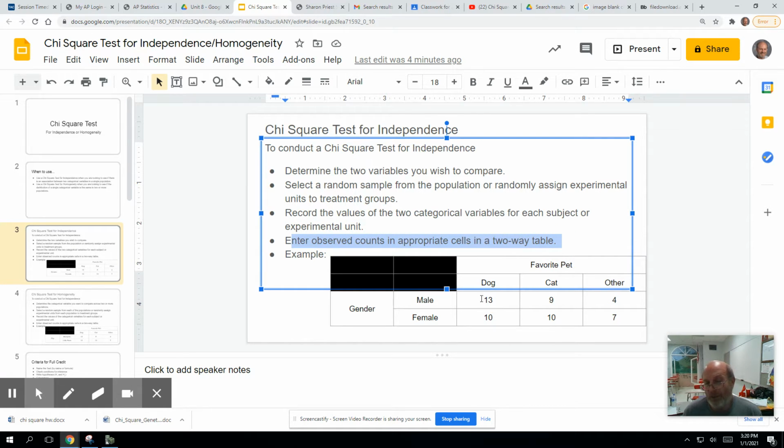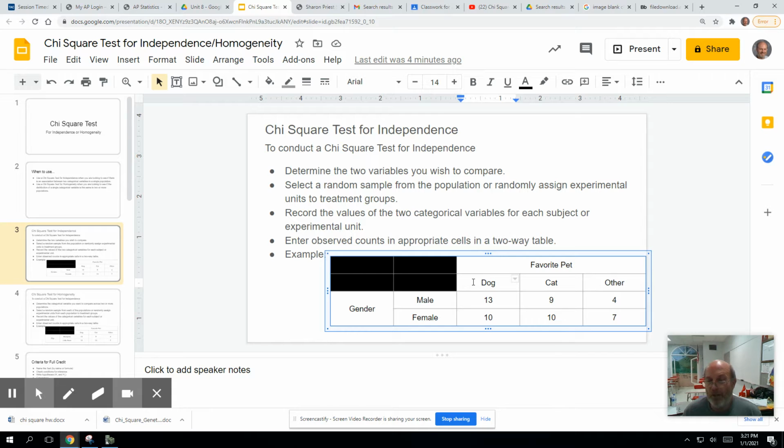So here, it looks like a survey within a single population where we ended up with males and females in our sample, and we were asking about their favorite pet: dogs, cats, or other. And these are the counts, where 13 males preferred a dog and 9 males preferred a cat and 4 males preferred other, and so on. This is how we would gather data for a chi-square test for independence.